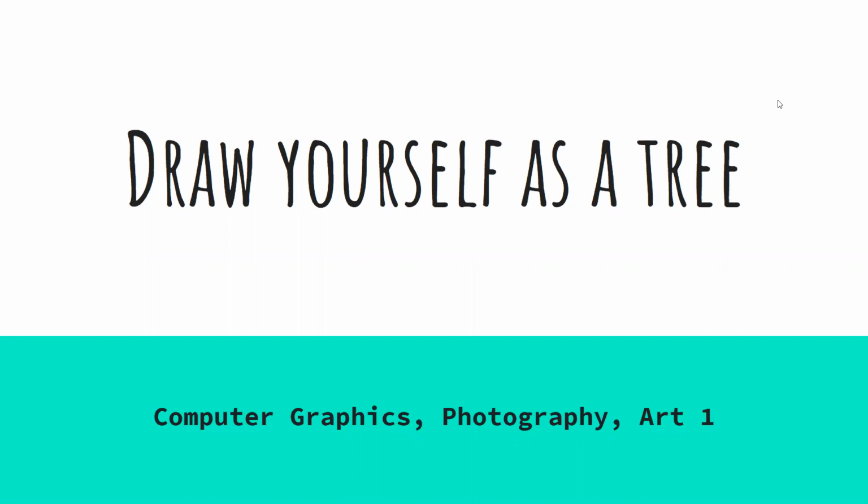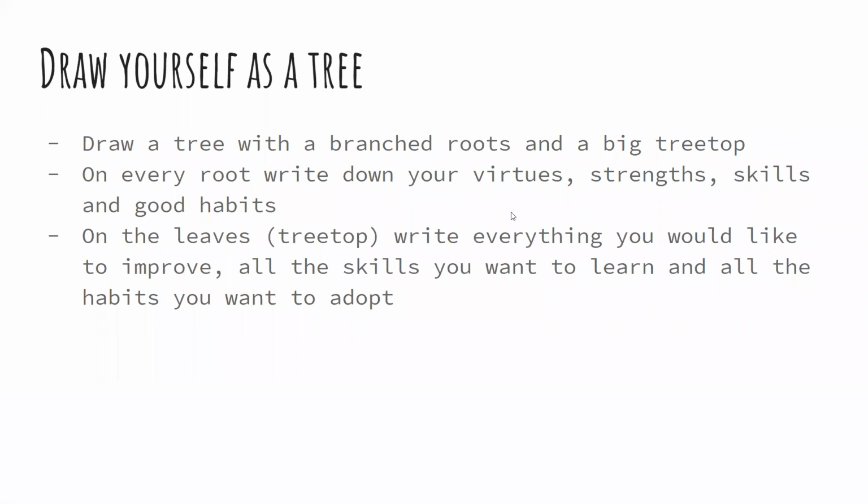Okay, so basic instructions for the assignment. All you're going to do is draw a tree with branches, roots, and a big treetop. On every root, you want to write down your virtues, strengths, skills, and good habits. On the leaves, the treetop part, I want you to write everything you would like to improve, all the skills you want to learn, and all the habits you want to adapt. This will make sense when I show you the example of the drawing that I want you to do.